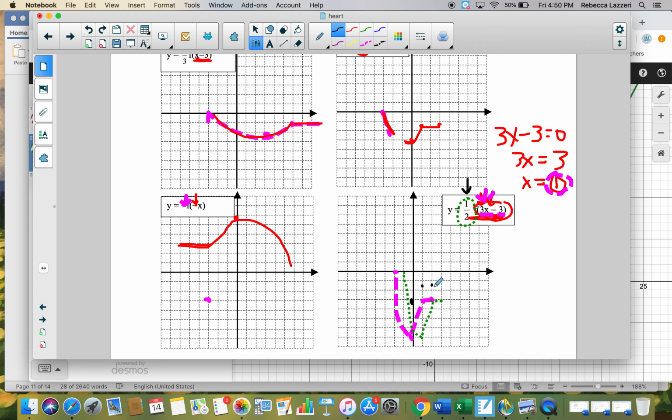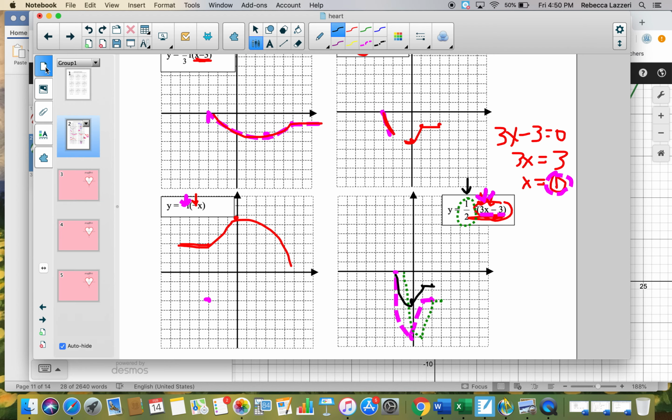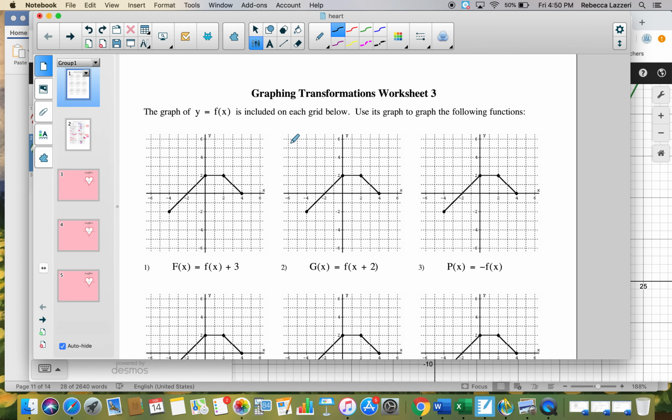And so you have this for your final answer on the last one. All right, now let's go to worksheet 3 and see what happens there.